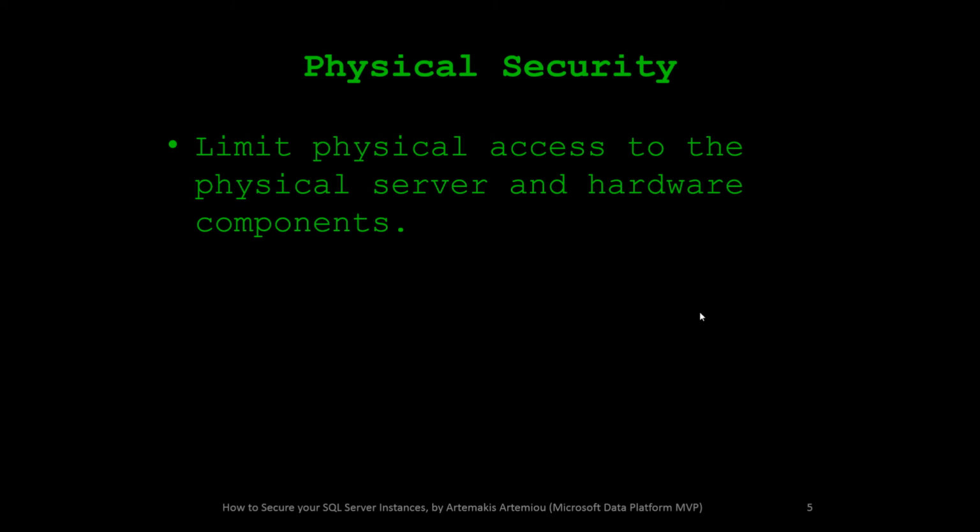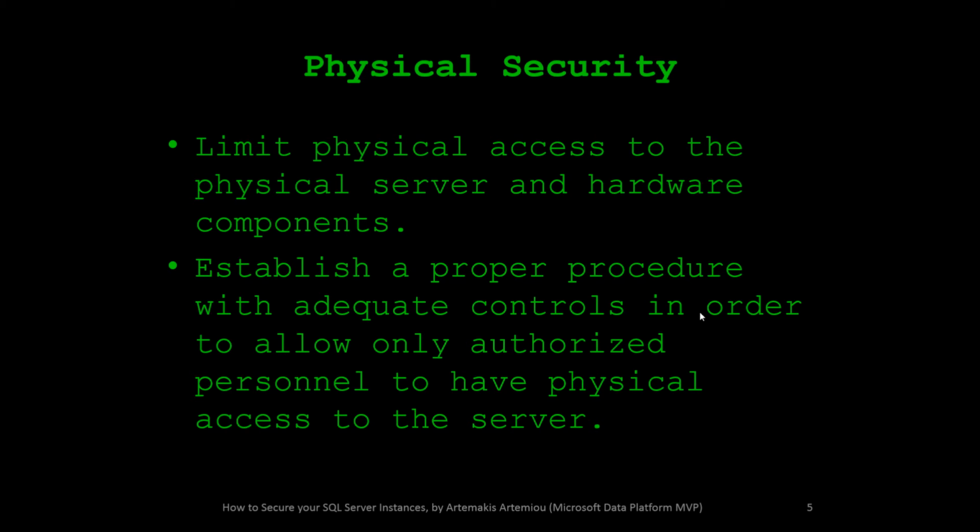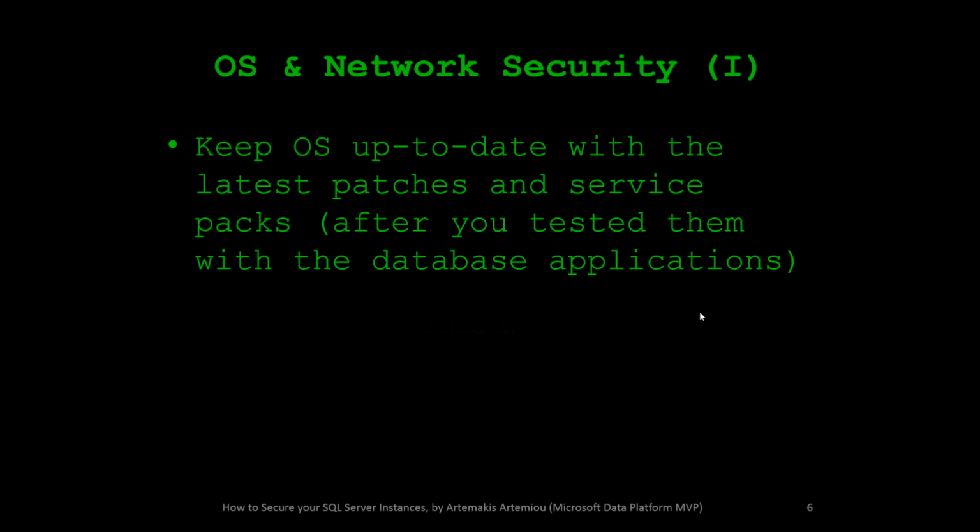Let's see physical security first. And regarding physical security, you need to limit the physical access to the physical server and hardware components. So you need to establish a proper procedure with adequate controls in order to allow only authorized personnel having physical access to the server and its components. About operating system and network security, you need to keep the operating system up to date with the latest patches, service packs, but of course only after you tested these patches and service packs with the database applications and after you confirm that everything works well with these new patches.